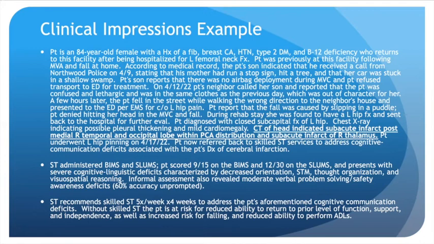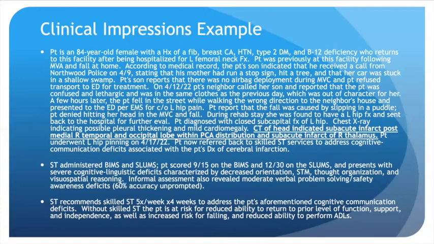During her rehab stay, she was found to have a left hip fracture and was sent back to the hospital for further evaluation. The patient was diagnosed with a closed subcapital fracture of the left hip. Chest X-ray indicated possible pleural thickening and mild cardiomegaly. CT of the head indicated subacute infarct, posteromedial right temporal and occipital lobe within the posterior carotid artery distribution, and subacute infarct of the right thalamus. So these are the CT results from this particular individual.